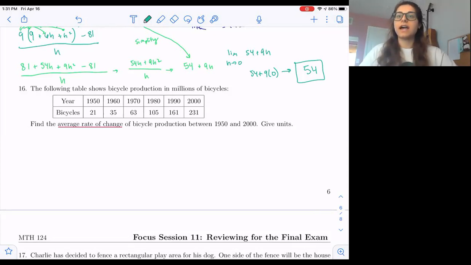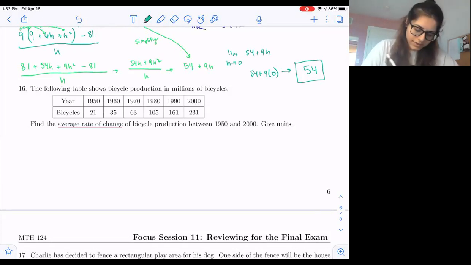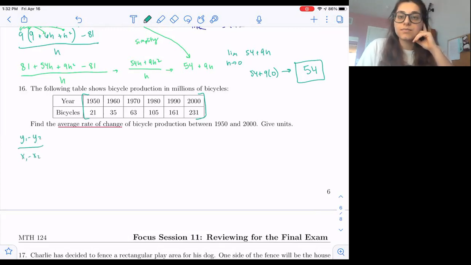So average rate of change, they're going to give us an interval, and we want to find the difference between those two. So we're looking at 1950 to 2000. Remember, average rate of change, you want to use the difference in y over the difference in x, so rise over run. So I'll do y1 minus y2 over x1 minus x2. You can also do y2 minus y1 over x2 minus x1. It's the same thing.